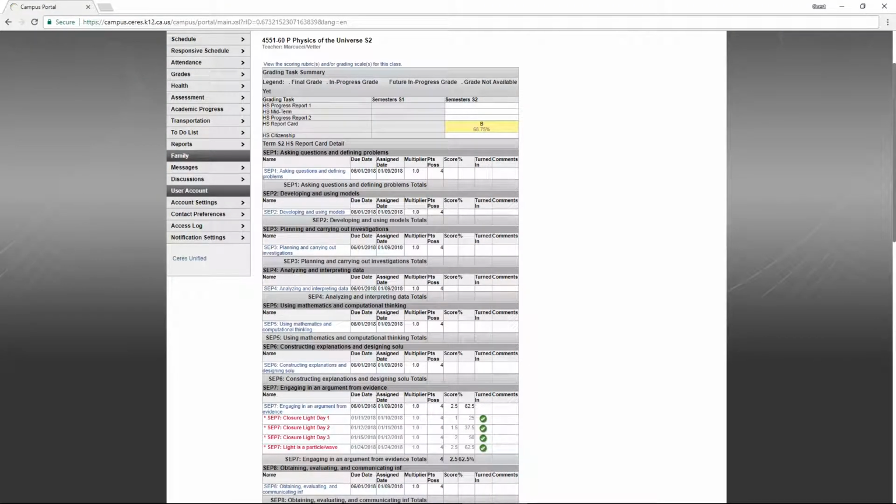First, when we log into Infinite Campus, we need to select Grades on the left-hand side. Next, we find our physics class on the list and click the name of the class. That will take us to this screen.